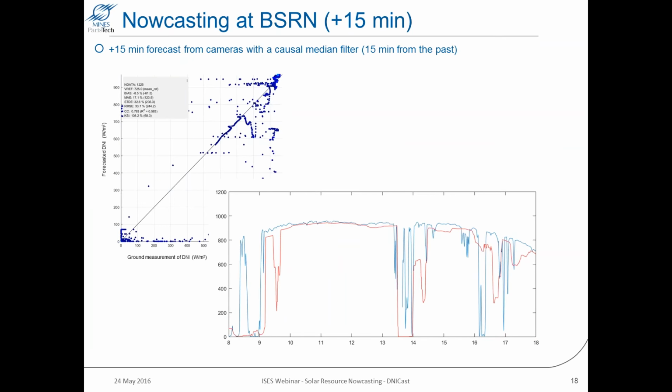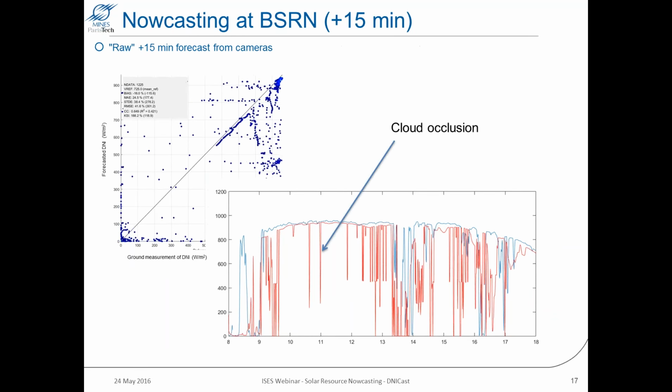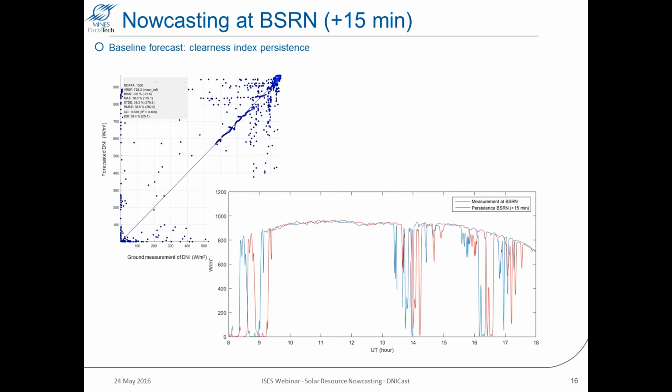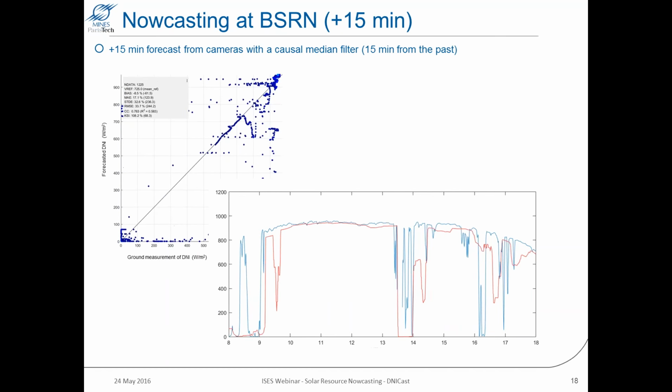We can do post-processing here with a causal median filter, and we can get this type of result. Here we get a very nice forecast, not so bad, because as said by Jan, forecasting is very difficult, especially if we want to predict the future. So it's not so bad, and compared to the baseline forecast you get a correlation of 0.63. You get a correlation of 0.76, but we have a large bias due to the causal median filter.